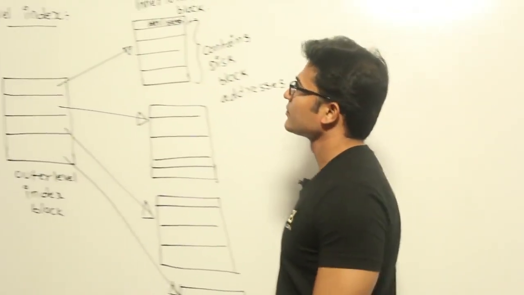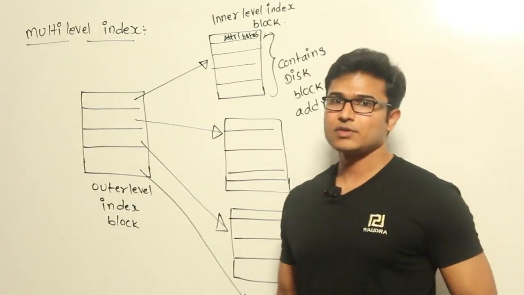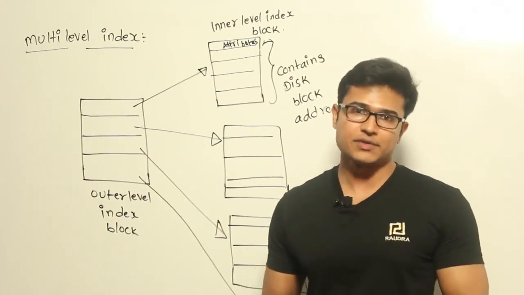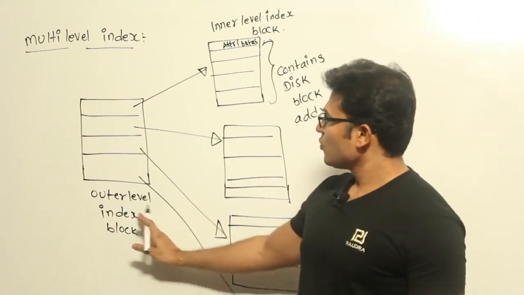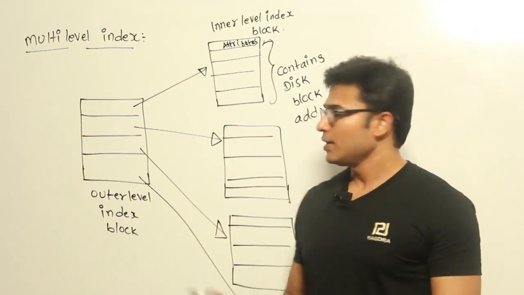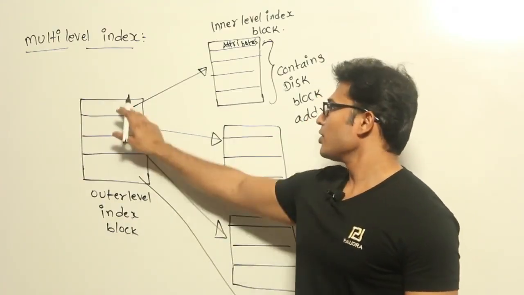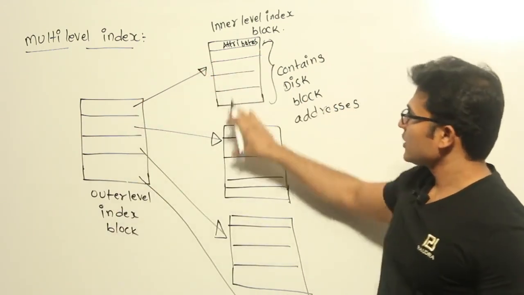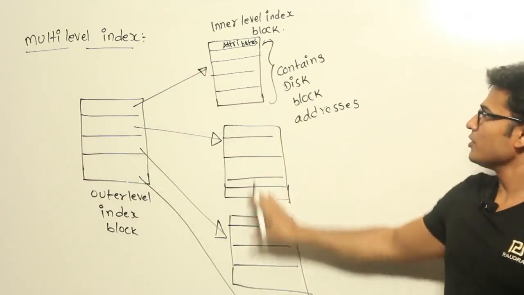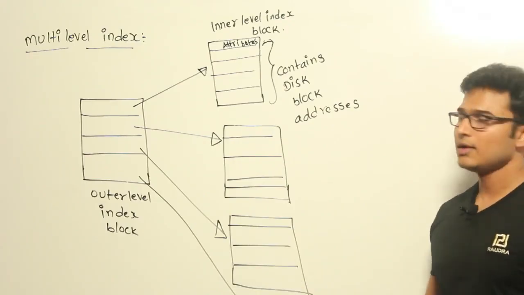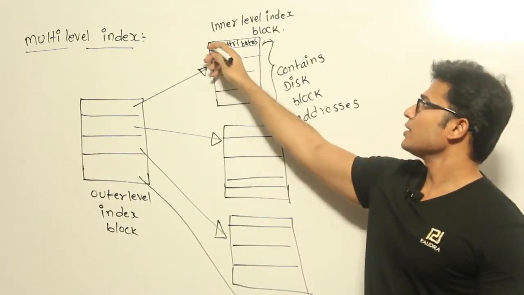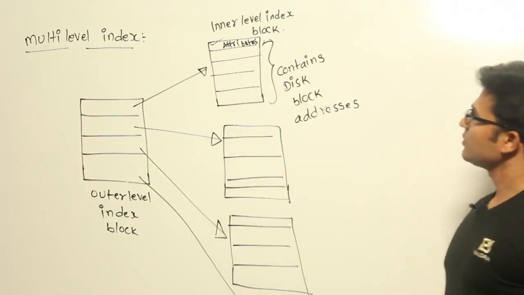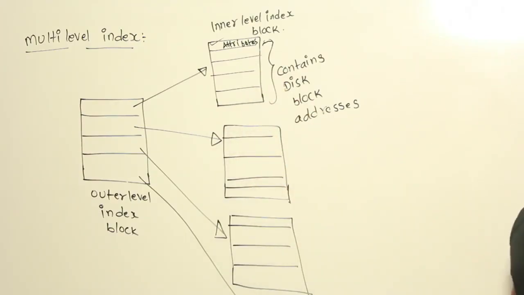Now let's see the other way, which is multi-level indexing. It is exactly the same way you might have seen in B trees and B+ trees. Here in the outer level we have levels of indices. In the outer level index we are going to have some pointers, and these pointers point to some blocks, which contain the disk addresses. The first block is supposed to contain the attributes as well, and all the remaining blocks contain the disk block addresses.